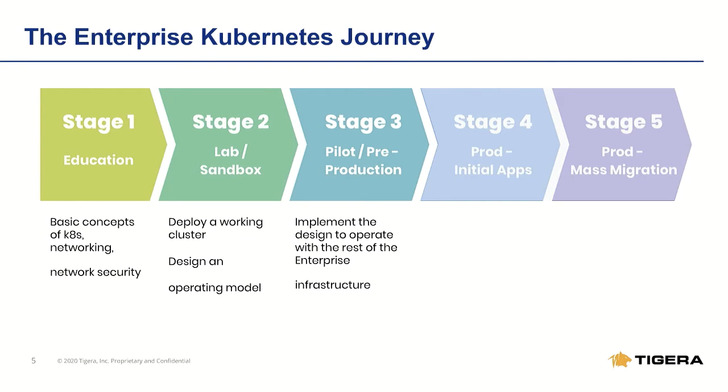One is that you're now generally interacting with more teams. And so if you're a platform team who set this up, you're probably now working with a DevOps team. In some cases, you may be working with a security team. You might be working with a networking team. But in stage 3, what you're doing is you're implementing that design that you had created in stage 2, and you're trying to get this to operate within the rest of the enterprise.